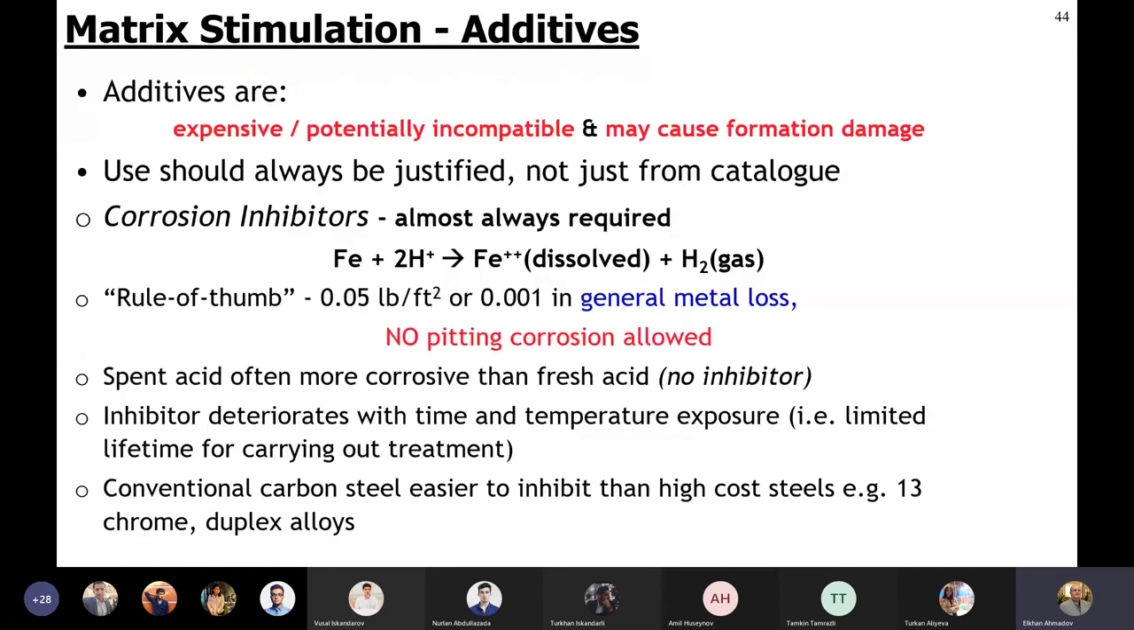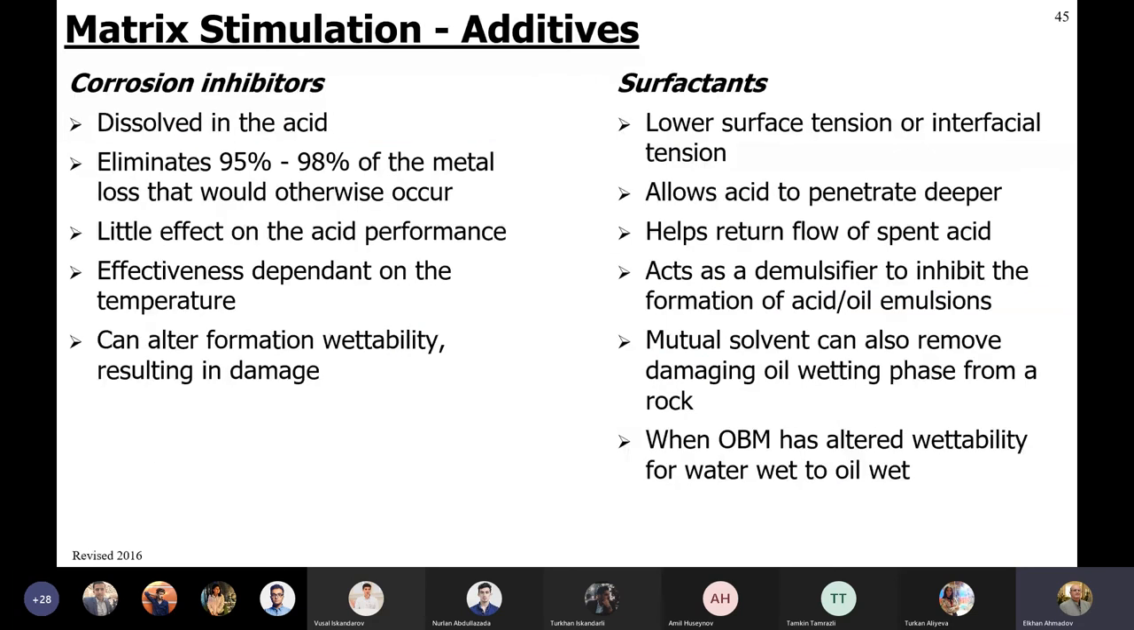So the additives can be corrosion inhibitors, dissolved in the acid, eliminating 95-98% of metal loss or rust, with little effect on acid performance, so it's not a big deal in terms of acid job results. They are dependent on temperature, of course, and may alter formation wettability, resulting in damage.